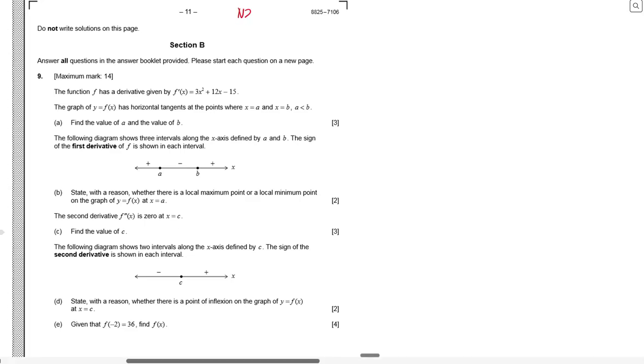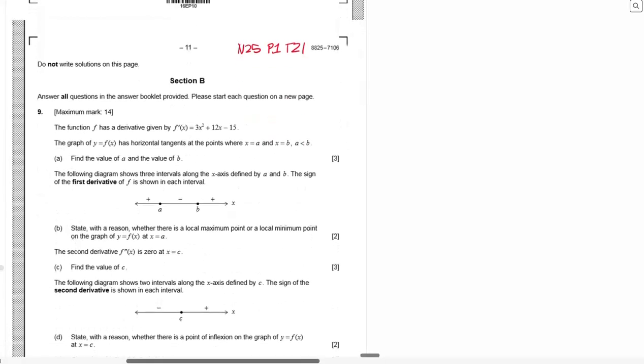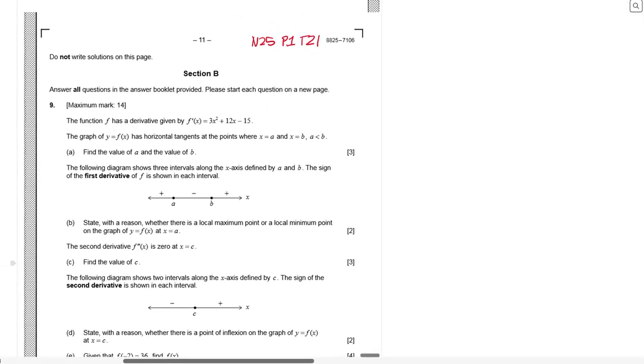This is November 25, paper 1, section B, TZ1. And so we finished section A, so go check out the playlist. And now we'll be moving on to question 9, section B.